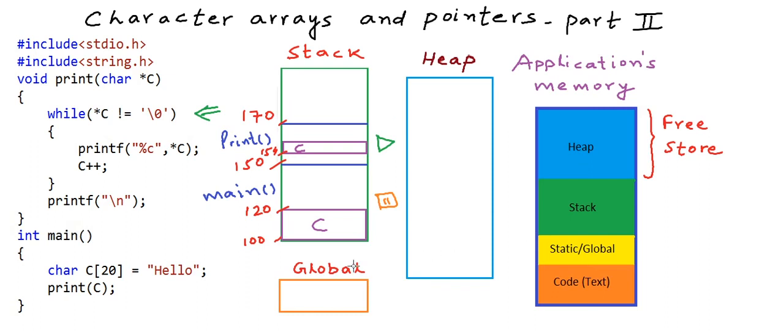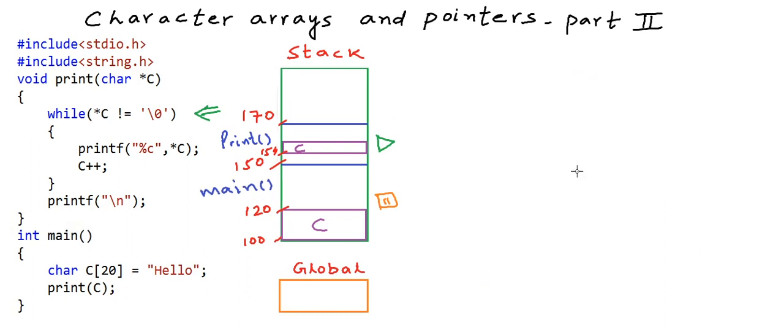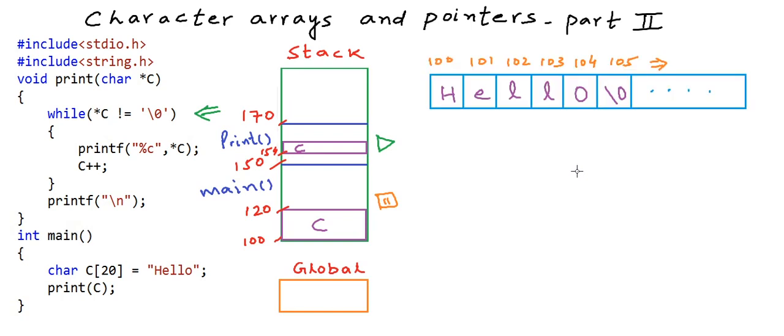Okay, to run through this code further, I'll clear some space here now. I'll draw this array C outside the stack here. We have an array of size 20, but we are only showing the first 6 positions in the array from address 100 to 105, and that's why it is extending towards the right.